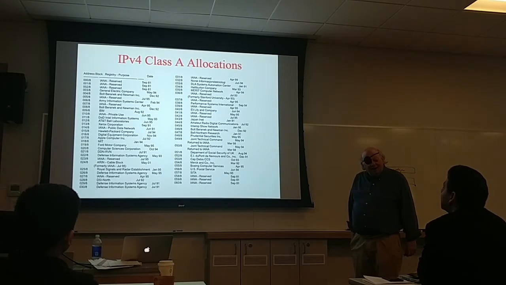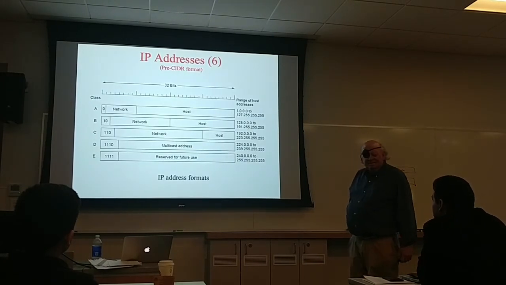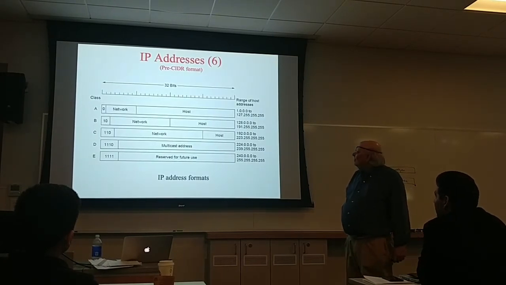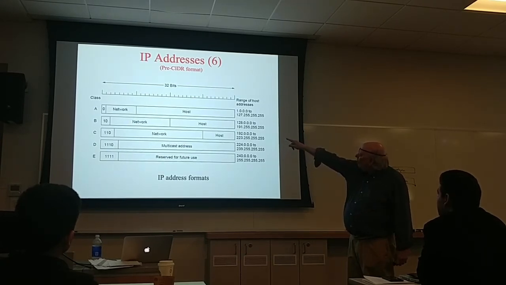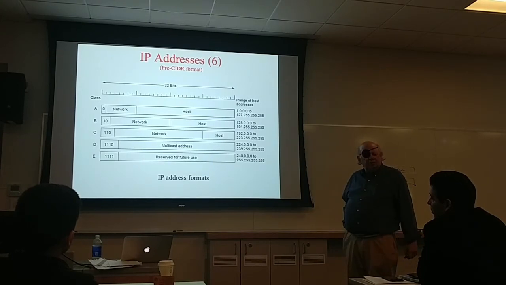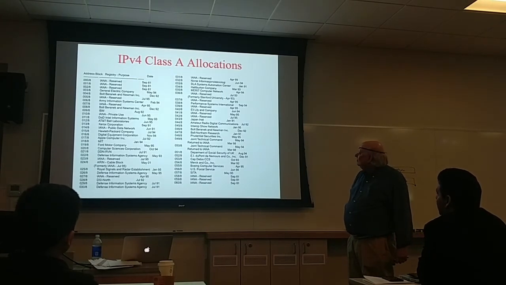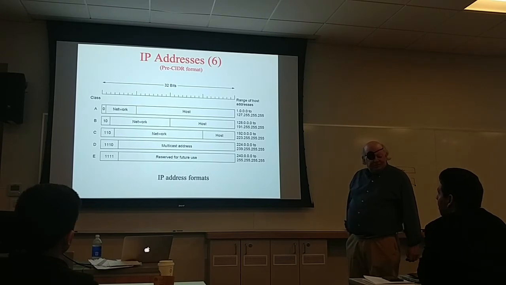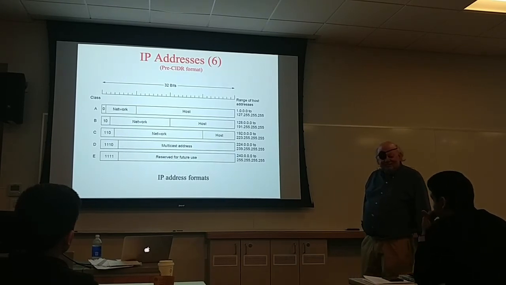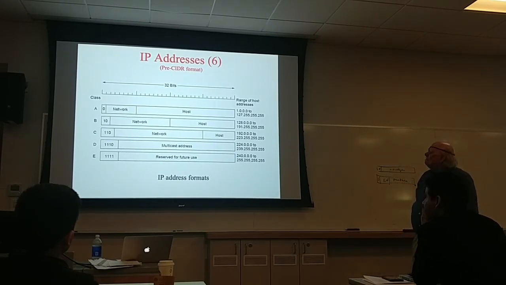Can you go back a slide? So, what are the ranges in the Class A? We're talking about 1 byte's worth of network, 255. But what is that in relation to the number of IPs in that Class A network? 24 bits. Okay. 2 to the 24th. Thank you.